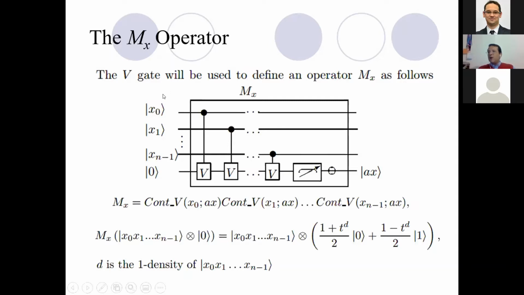So if you apply this operator on an auxiliary qubit initialized to state 0, you will get AX, the auxiliary qubit, in this state. D here refers to the number of ones in this vector. So we will call this the one density of the vector. D here is the one density of the vector. So the amount of negation applied on the auxiliary qubit will depend on this density D.